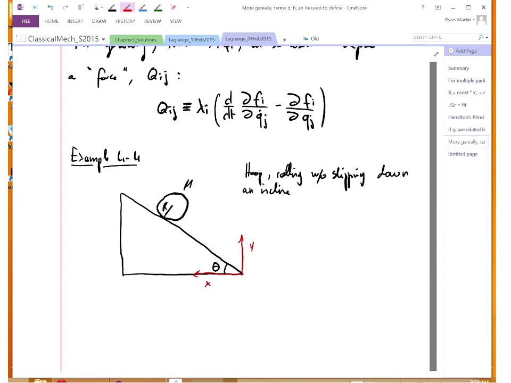So this is a rigid body, right? It's not a point mass. It's a rigid body. So in principle, there are 6 degrees of freedom. It's confined to be along the plane. So let's say z is always 0. That's 1 less degree of freedom.